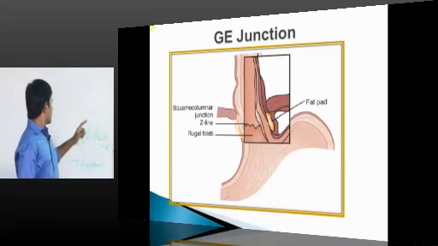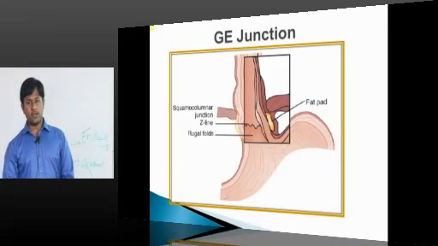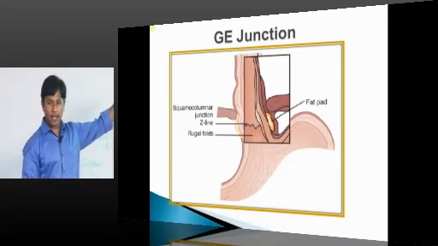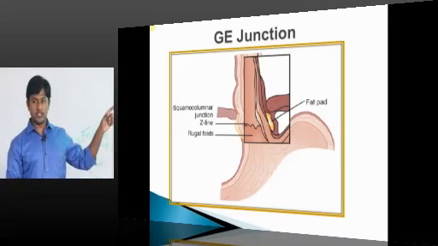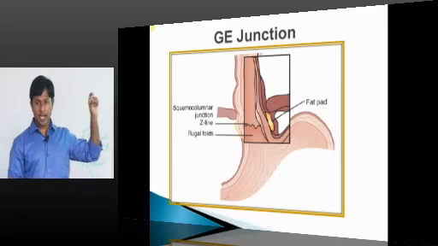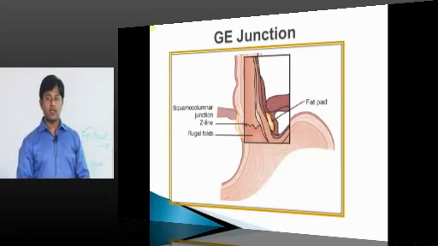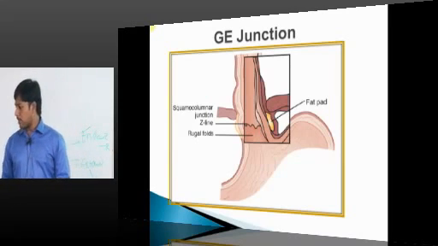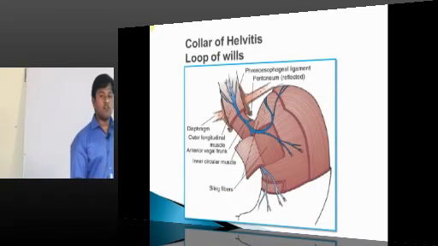Whereas in the external view, how to identify is, you will have a GEJ fat pad. I think you can clearly see that. The gastroesophageal junction is marked by the presence of a fat pad, a small amount of omental fat like thing. A fat pad is present there. And you also have one more important marker, that is the collar of Helvetius.